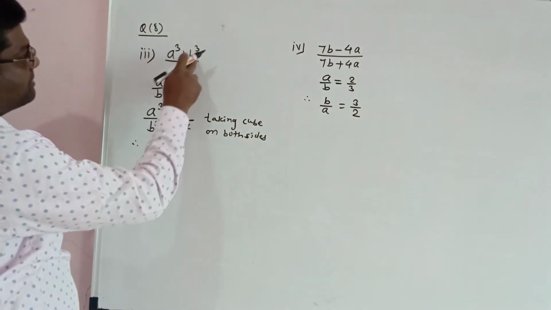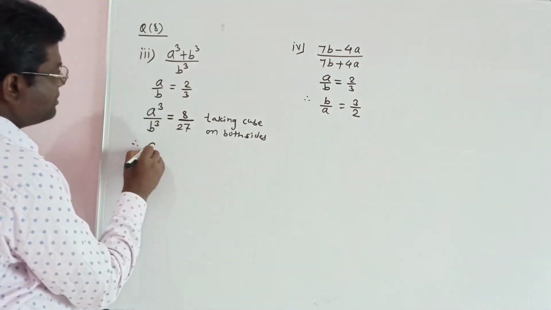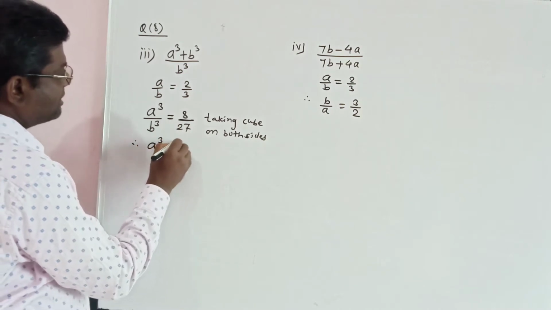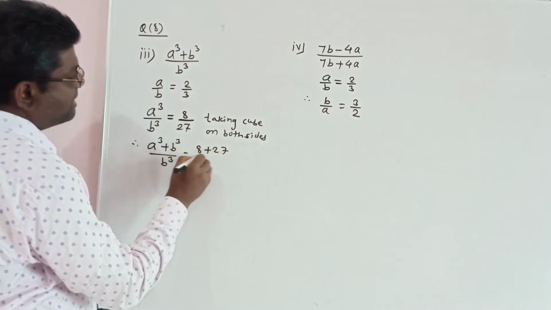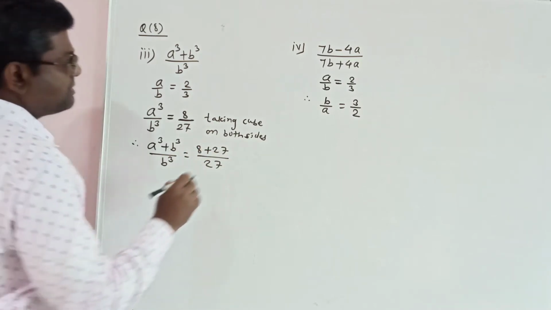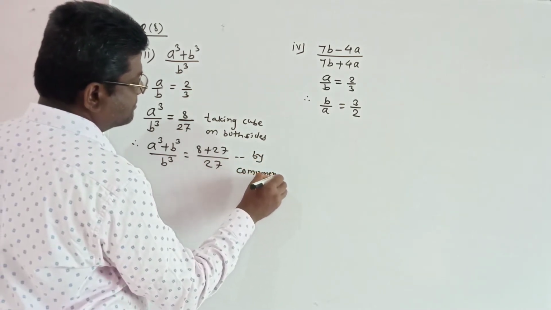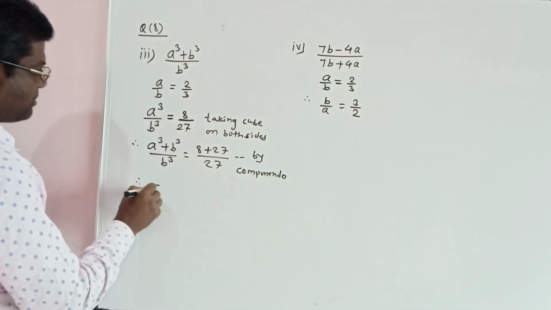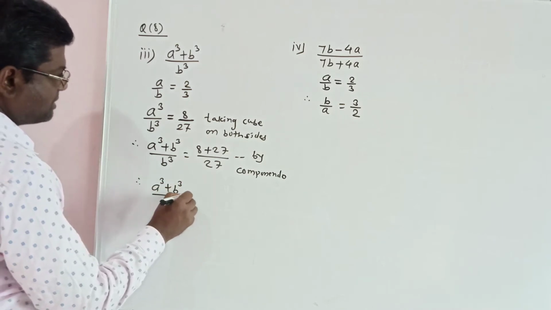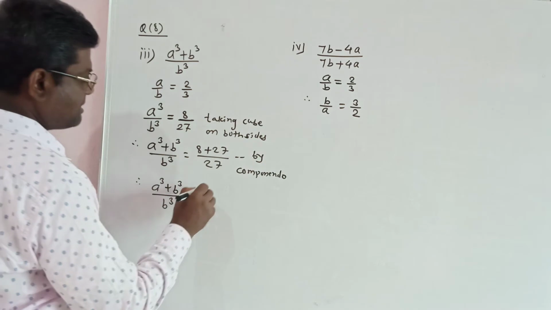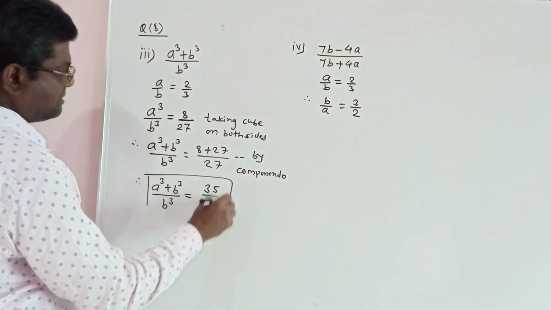Now A cube plus B cube upon B cube is a componendo. Therefore, we have to take componendo: A cube plus B cube upon B cube is equal to 8 plus 27 upon 27. The reason is by componendo. Therefore, A cube plus B cube upon B cube is equal to 8 plus 27 is 35 upon 27, which is our answer.